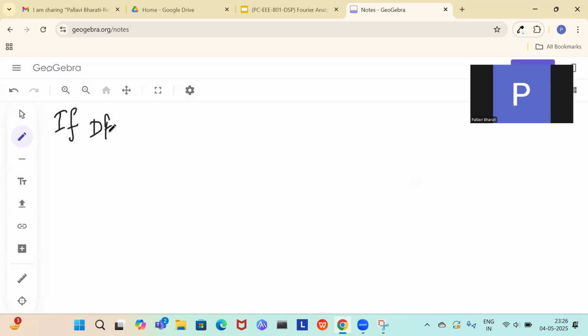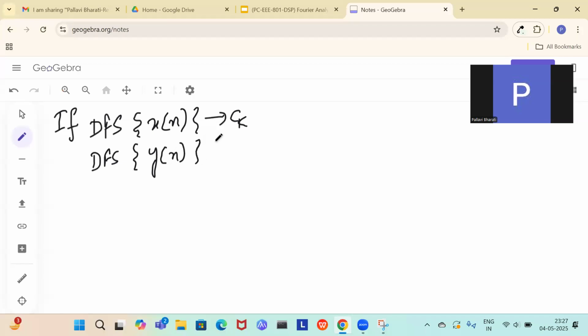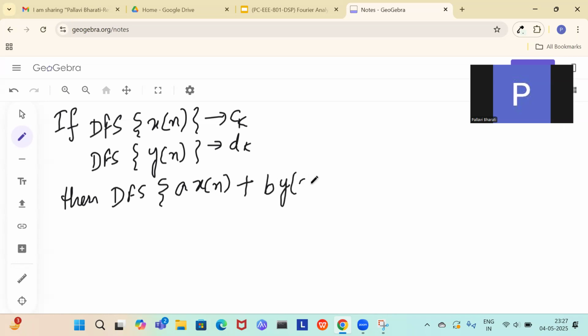It says that if you have two signals, and the DFS of x of n is ck, and the discrete Fourier series for say y of n is dk, then the discrete Fourier series for a x of n plus b y of n will become a into ck plus b into dk.